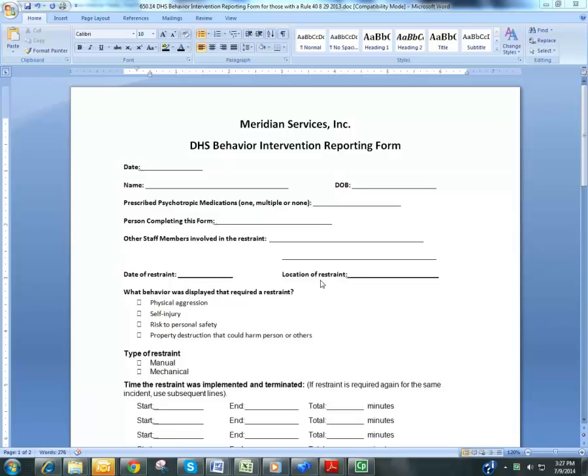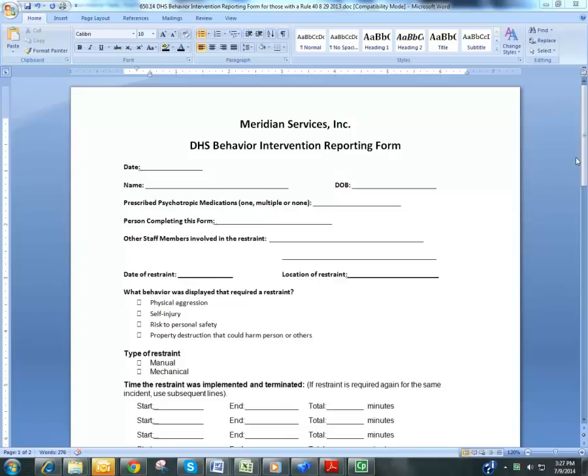This is a video demonstration of the Behavior Intervention Reporting Form. This is actually a hard copy form that you will write out, and your director or administrator will use that information to fill out an online form that goes to the state. So it's very important that you provide good, accurate detail so that your director or administrator has enough information that is necessary to give to the state.